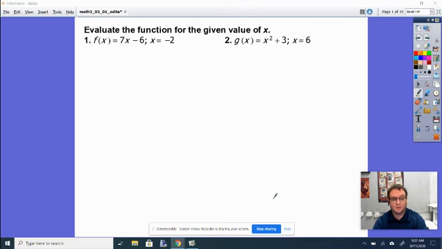Hey everybody, we're going to be looking at 3.1 today. We're going to start looking at what we call polynomial functions. A polynomial function is like these linear and quadratic functions that we've been doing, but they're up to higher degrees. For example, a linear function is of degree 1 and a quadratic function is of degree 2.